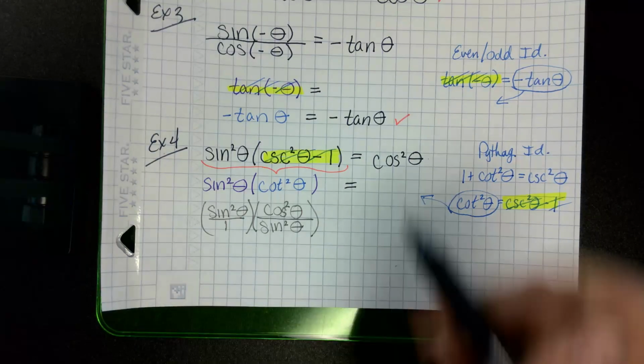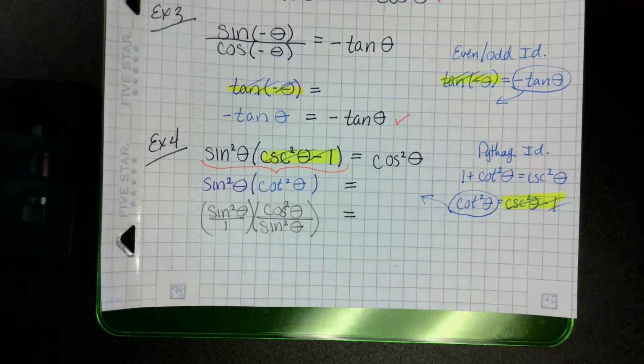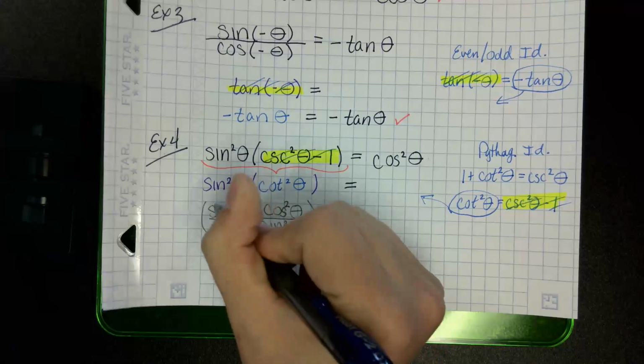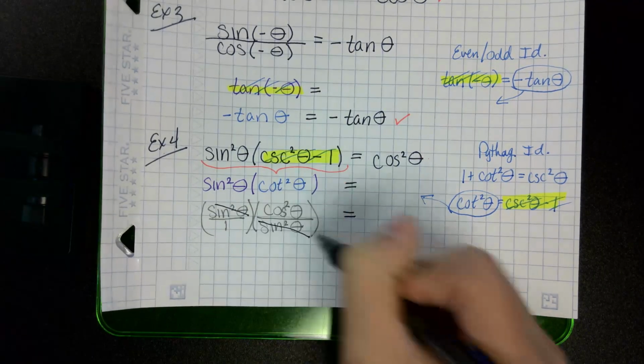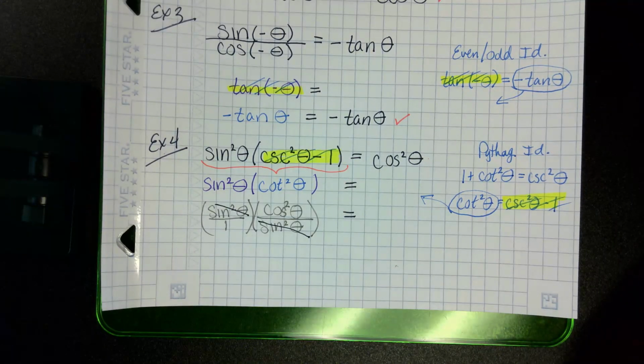And it equals whatever's on the right. Okay. So now I'm going to multiply these fractions together. I see I have sine squared in the numerator and sine squared in the denominator, so they will simplify to equal just 1, or as we say, cancel out.